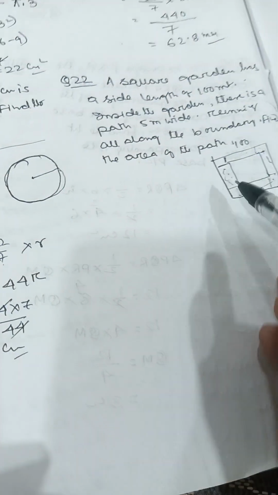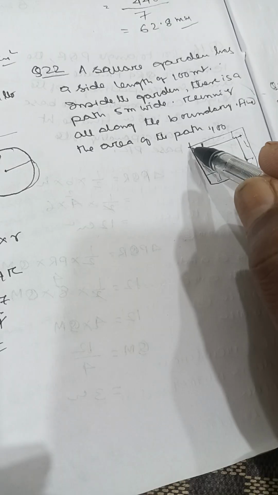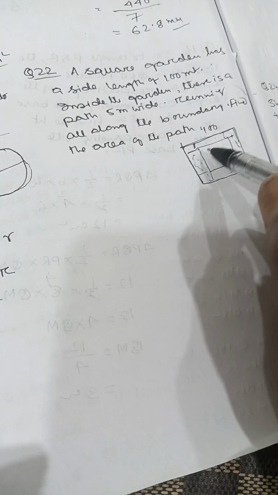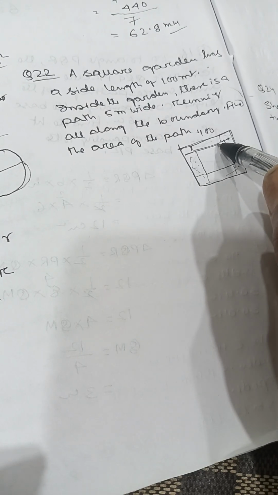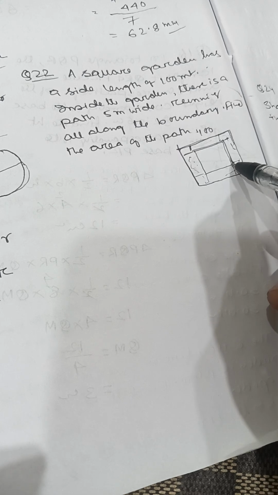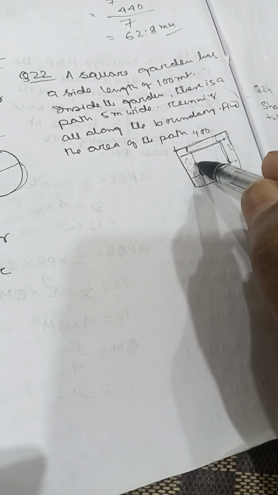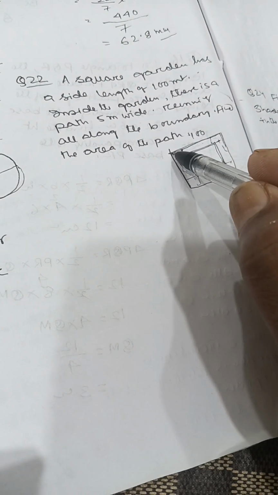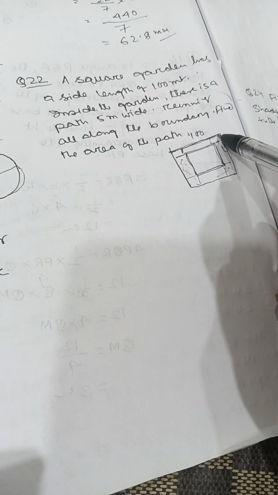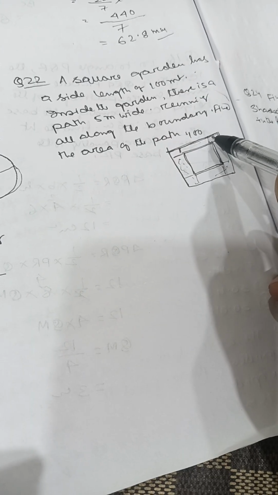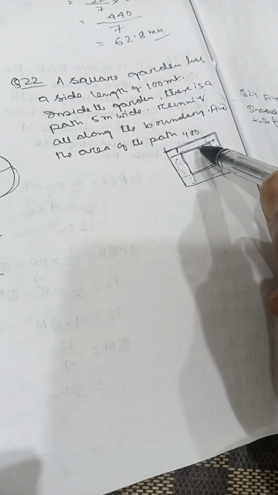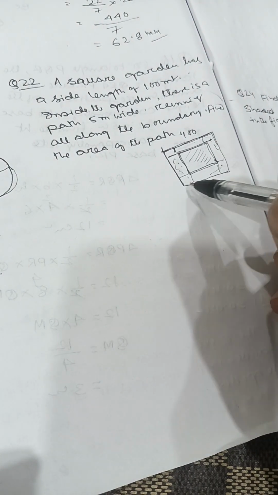So you see here the length of each side of the garden is 100. Now what is the length of the garden without path? You see, this is the length of the garden taking together the path. Okay, so this is the garden. You see, this portion is the only garden. This portion is the garden with path.